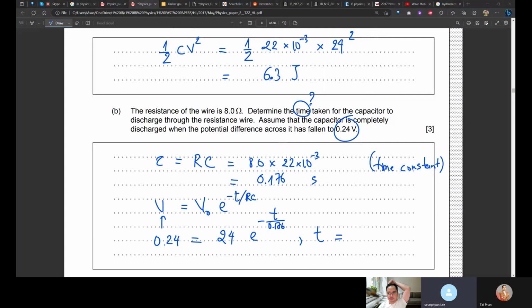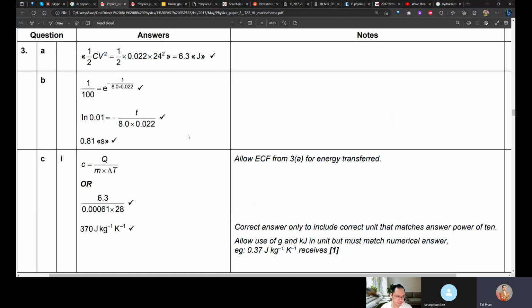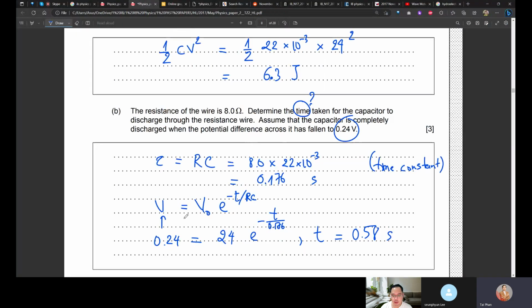It is 0.58. 0.58 second, comparing with the mark scheme. The answer is 0.81. 8 times 0.02, 1 over 100. 24.